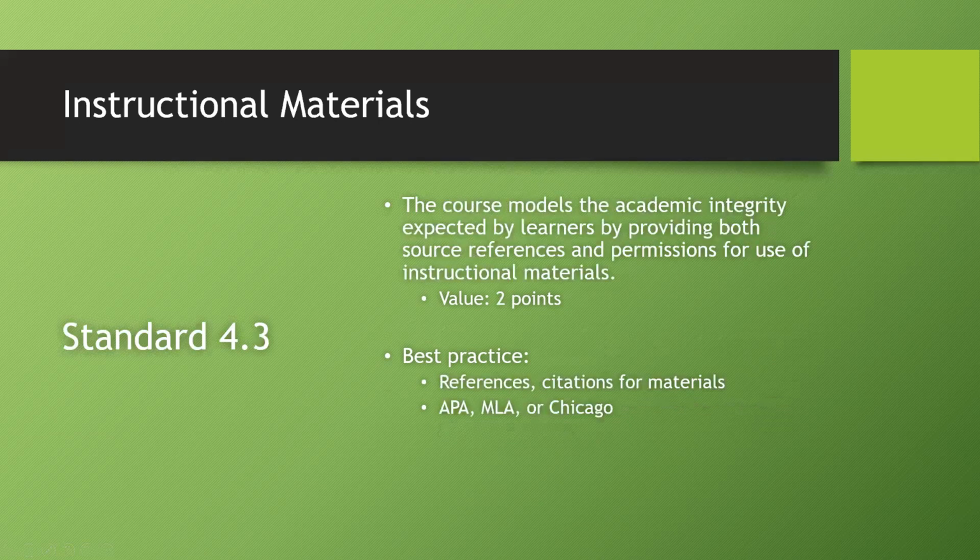Standard 4.3 is a 2-point value, which means that it's very important, but not necessary. And what this says is that the course models the academic integrity expected by learners by providing both source references and permissions for use of instructional materials. So for best practice, you want to add your references and your citations for materials. You don't want to use materials from a third party and not cite where they came from. And you can use APA, MLA, or Chicago format.